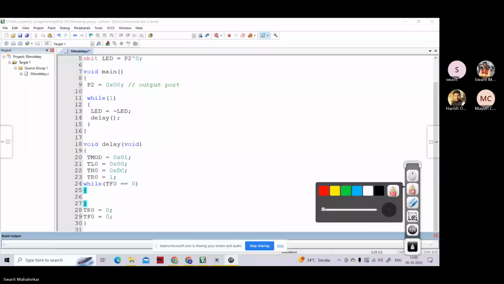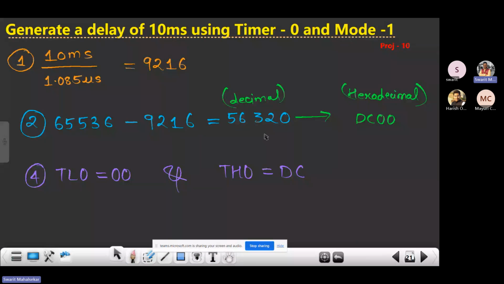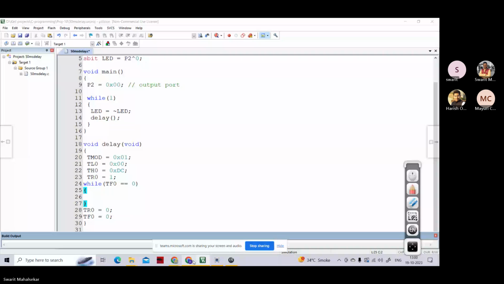So for that, let me just check the binary equivalent of this. Okay, 56320. So in timer 0, we have this particular value 56320, but obviously the microcontroller will store data in zeros and ones, binary format. Its hexadecimal equivalent is DC00, which we had already given to the microcontroller, right? So now what exactly will happen with this?